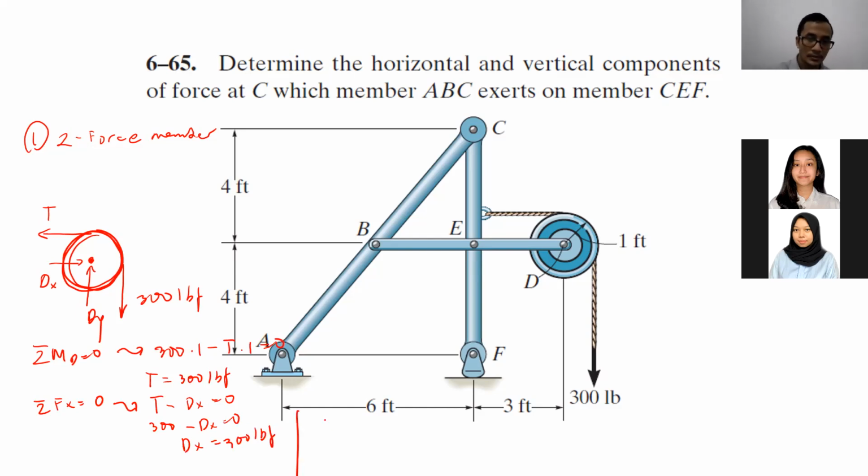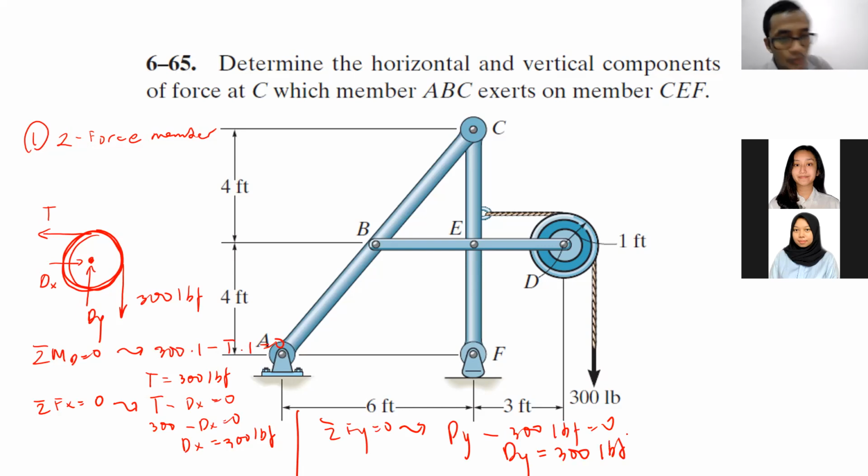Now the last one, sigma Fy equal to zero. What do you have? The weight. Okay, we have Dy and weight. Dy minus 300 lbf is equal to zero. Dy is equal to 300 lbf. So we have Dy, Dx, and T there.